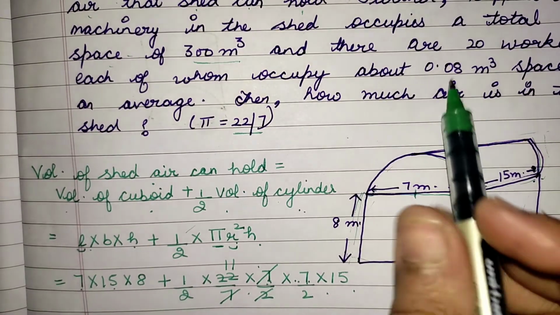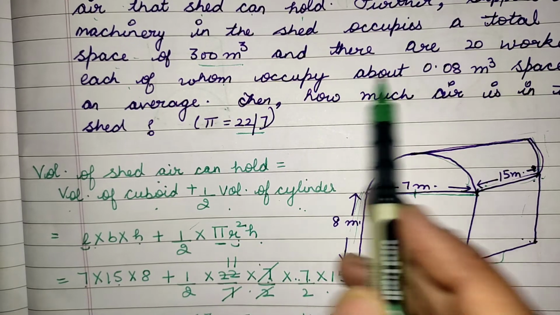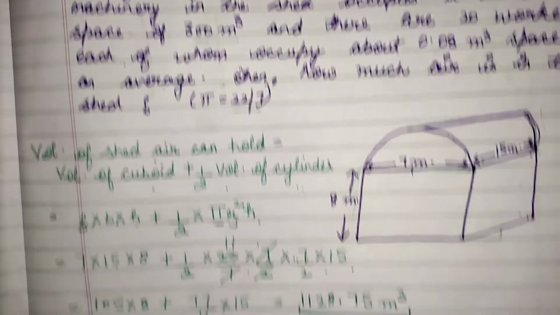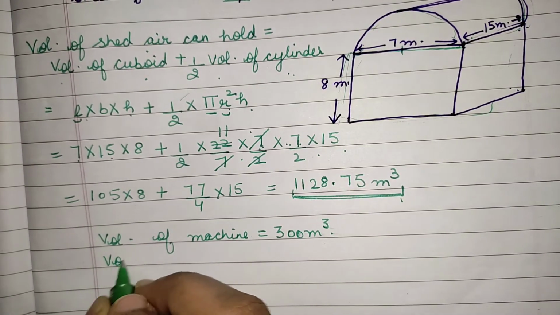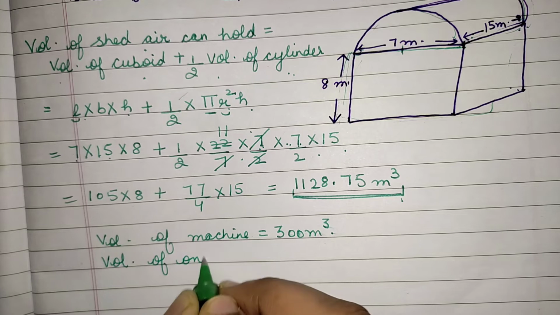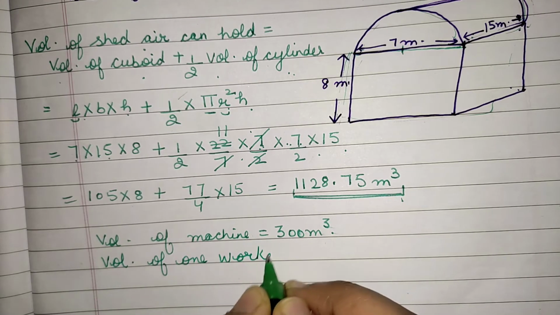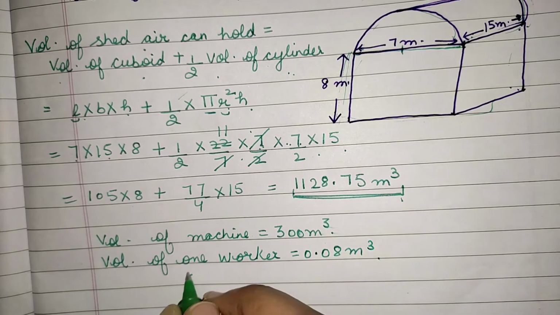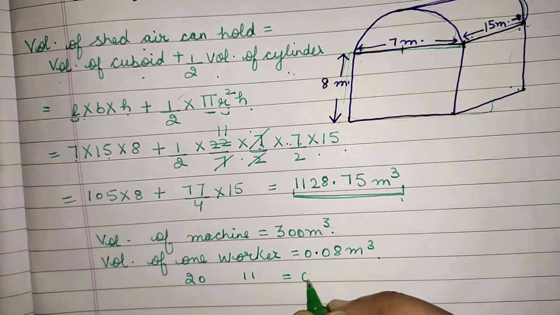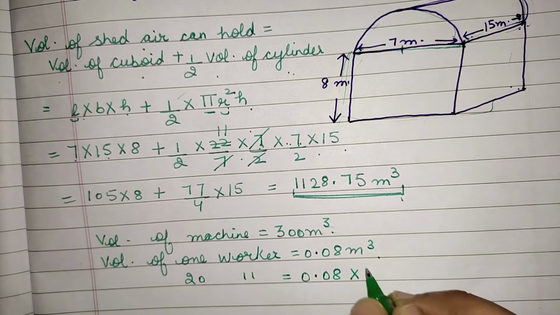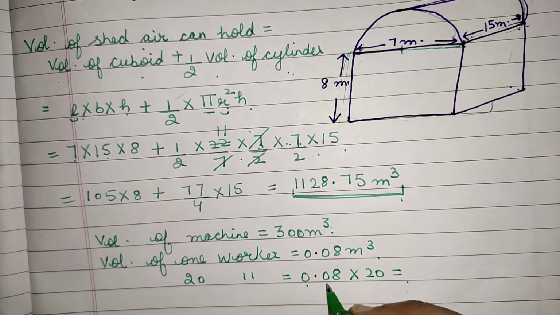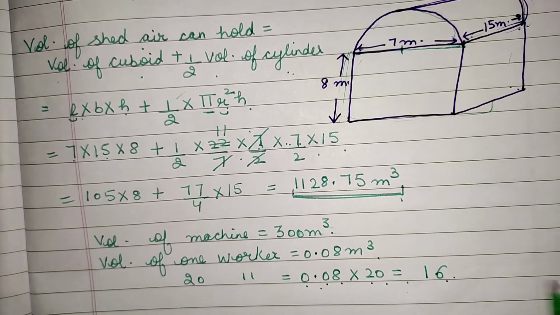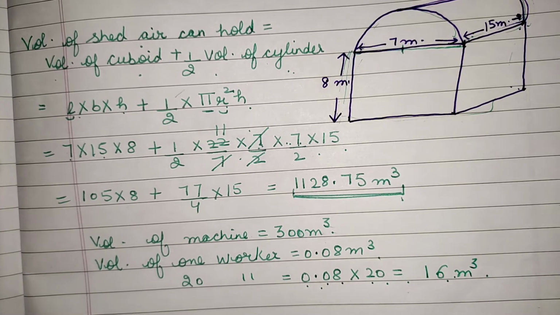Next, there are 20 workers, each of whom occupies about 0.08 meter cube space on average. So again, volume of one worker is given to us, equal to 0.08 meter cube. And how many workers are there? 20 workers are there. So volume occupied by the 20 workers will be 0.08 into 20. So I will get 16 meter cube.